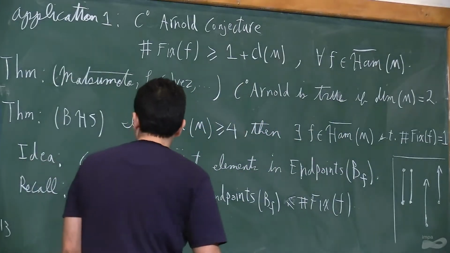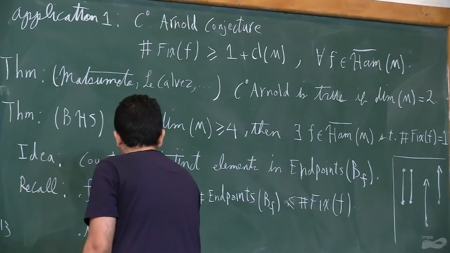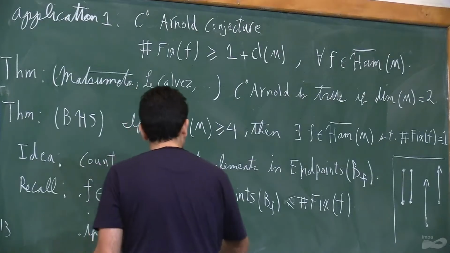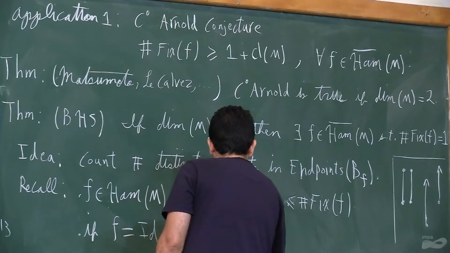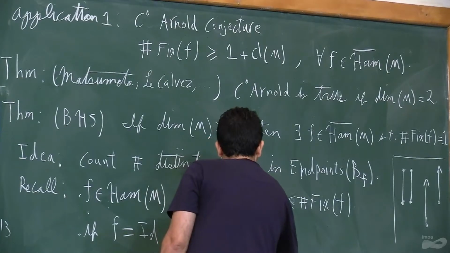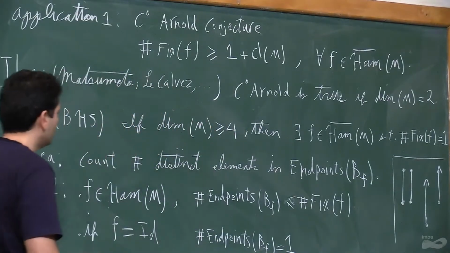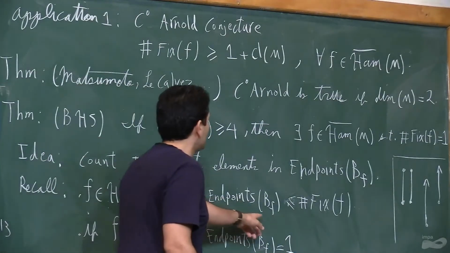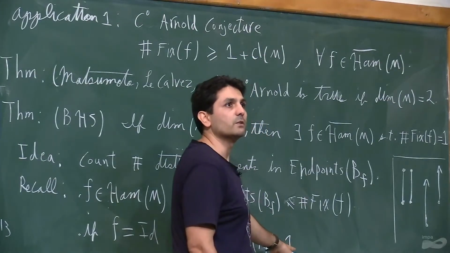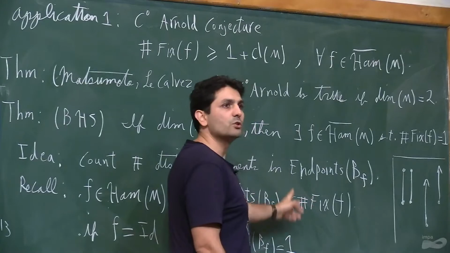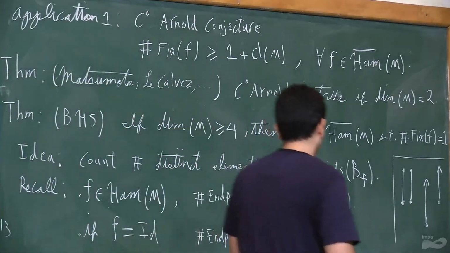So for example, it's not always good. It doesn't always recover the Arnold conjecture. If F is the identity, then all fixed points have the same action. So the number of endpoints is just 1. Okay? So if you count the number of endpoints, you don't get the right bound. But in this case, it has infinitely many fixed points. And this dichotomy, which is true in the smooth setting, turns out to be true in the C0 setting as well. So the theorem is the following.